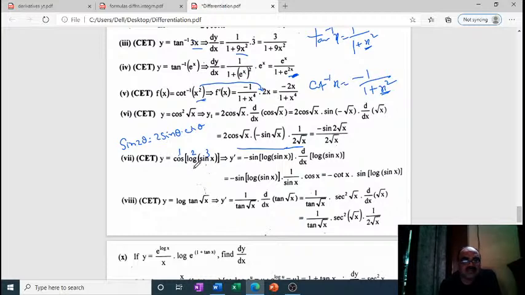Now next is log sine x differentiation. What is log sine x differentiation? 1 by sine x. Log x is 1 by x. So 1 by sine x into sine x differentiation, which is cos x. Now cos x by sine x is cot x. The same minus is kept, and the rest is sine of log sine x. Is this clear? Minus cot x into sine of log sine x.